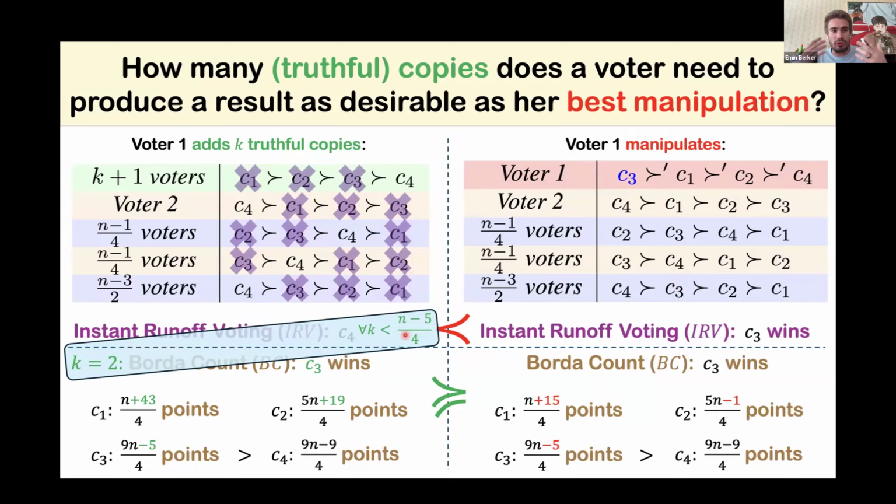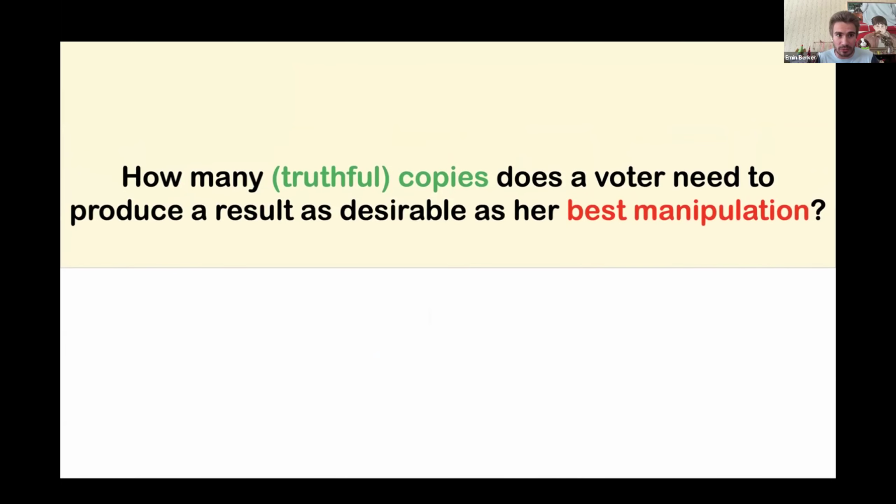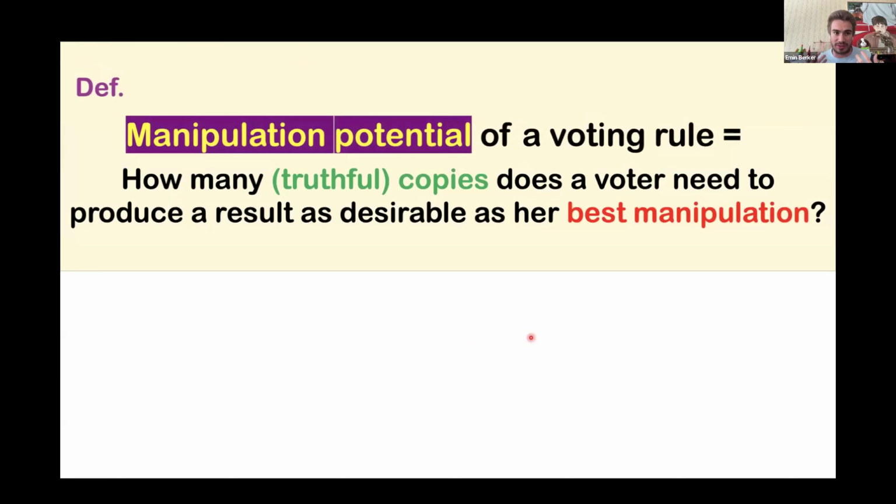So observing that this exchange rate between lies and votes might look different for different rules, what we suggest in this paper is taking that question that we started with and using it as a degree of manipulability, a measure of manipulability of different voting rules. So kind of measuring the impact or the power of a manipulator over someone who is able to add their truthful copies. And this is in the worst case. So how many truthful copies does a voter need in the worst case to produce a result as desirable as our best manipulation under that specific voting rule? And our suggestion is to use this and name this the manipulation potential of a voting rule.